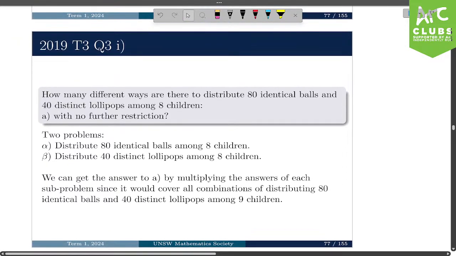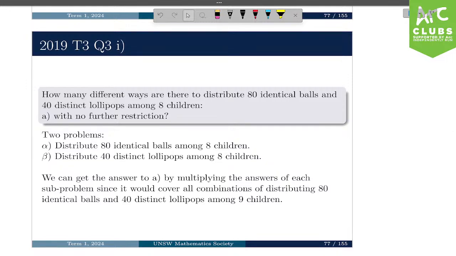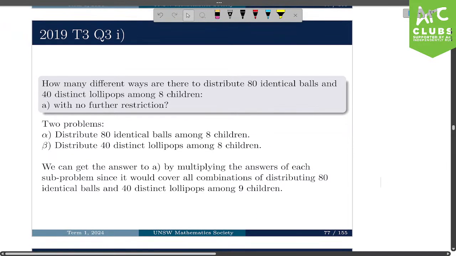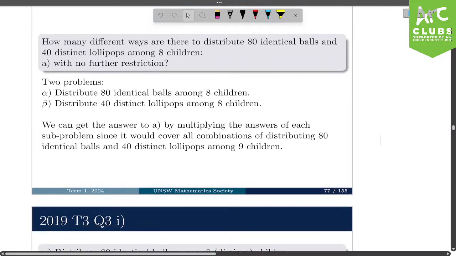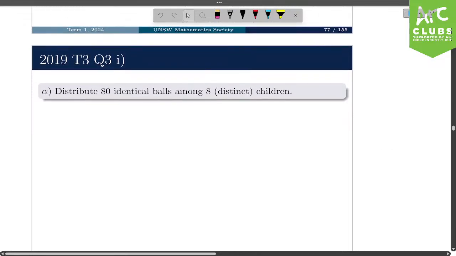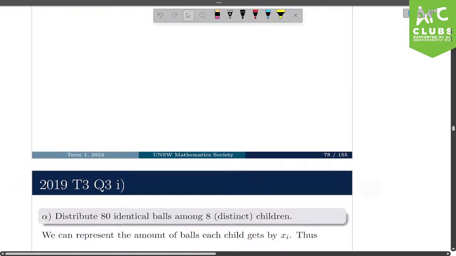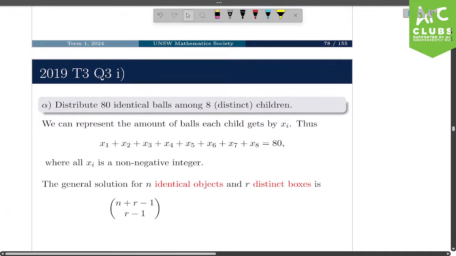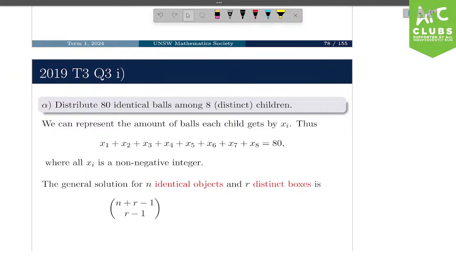Although this looks like one problem, it's actually two problems. We're looking to distribute our 80 identical balls among 8 children, and we're looking to distribute our 40 distinct lollipops among 8 children. We can get the answer by multiplying these two, by the principle of multiplication, I believe it's called. So we'll look at the first part: how do you distribute 80 identical balls among 8 distinct children? There is a formula for this. The general solution for n identical objects and r distinct boxes is n plus r minus 1, choose r minus 1.